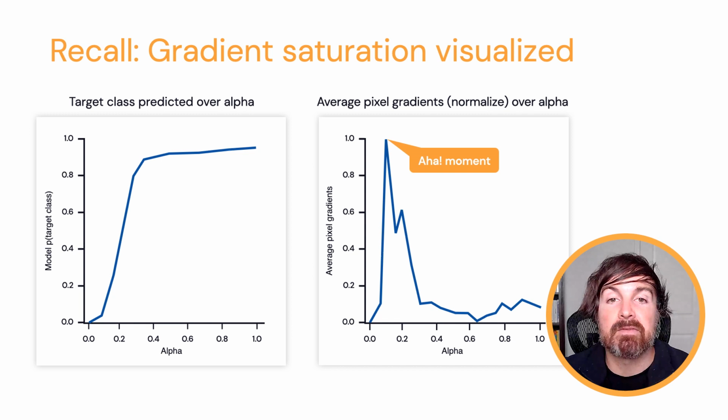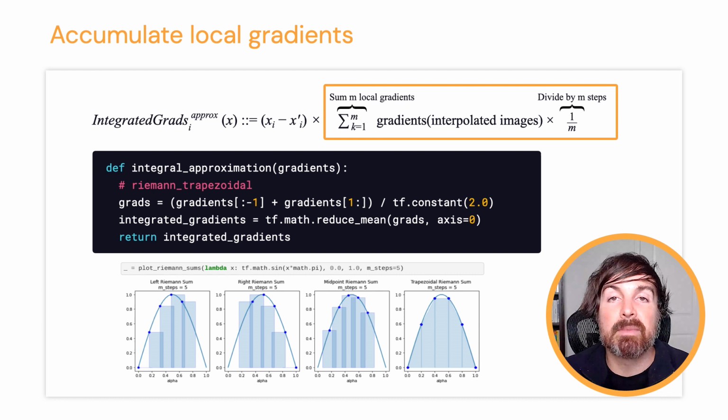From the equation, you can see that you are summing over m gradients and dividing by m steps. You can implement these two operations together as an average of the local gradients between m predictions and interpolated images. This is a first order approximation of your model's prediction function, similar to linear model coefficients. There are many different ways that you can go about computing the numerical approximation of an integral for integrated gradients, with different trade-offs in accuracy and convergence across varying functions.